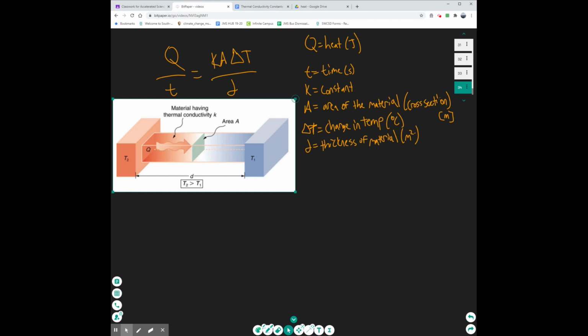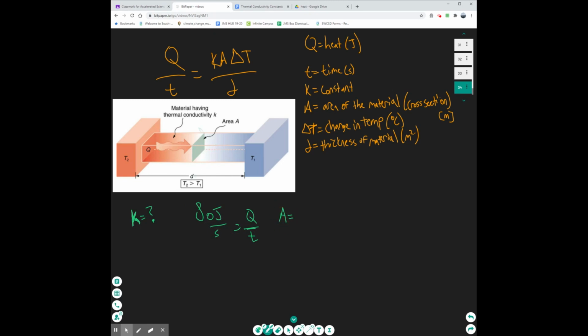So let's find an example that we can do to figure out something. Let's say we want to know K. So let's say we don't know K. Is it okay if we don't know K? We're going to solve for K. All right. So we don't know what K is, but maybe we know that we have 80 joules per second on the left side, which equals Q over T, of energy. Maybe we also know that the area is the cross sectional area.